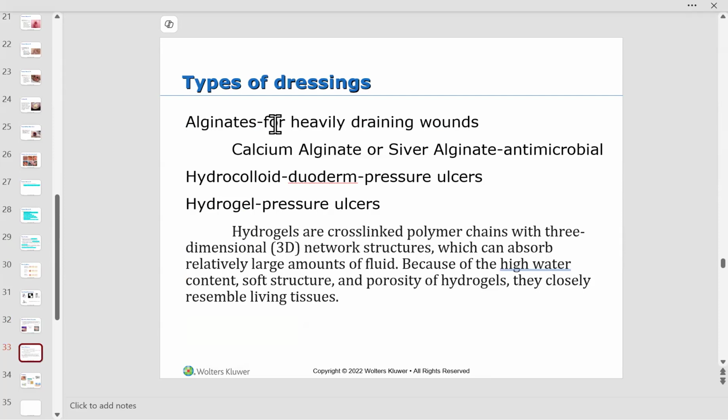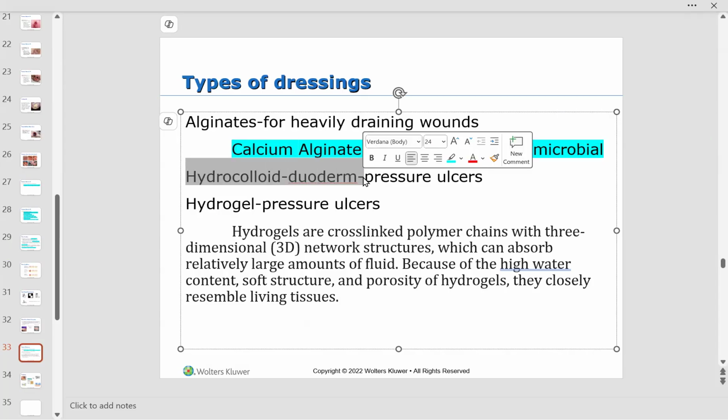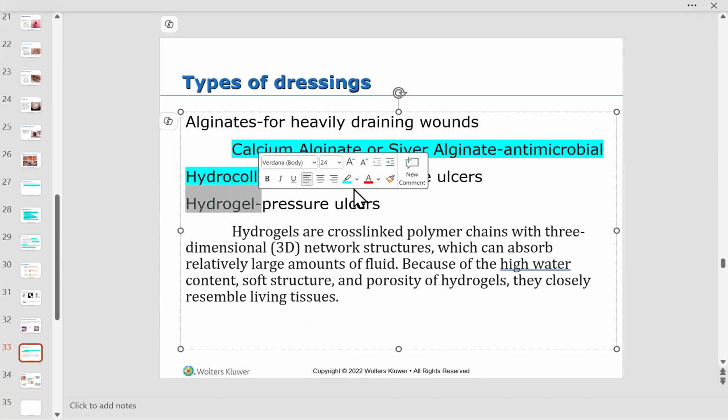Then there are alginates. They're usually used for wounds that are really draining heavy. Calcium alginate or silver alginate because they're antimicrobial. Hydrocolloid dressings like a Duoderm used for pressure ulcers. Hydrogel, which is a gel that's kind of like a polymer and it's got high water content. So it looks to the body almost like our own living tissue. So moist wound environment helps, especially pressure ulcers, helps them heal.